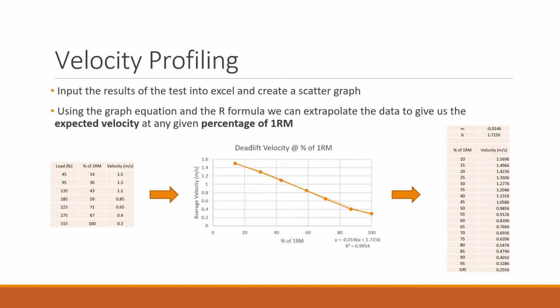The strength of the relationship between load and velocity can be described by the correlation coefficient R, or coefficient of determination R squared, which in this case is 0.9954, which is strong. In the bigger picture, this just demonstrates that there is a strong linear relationship between load and velocity.